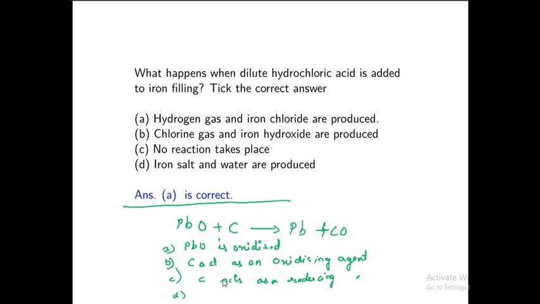Okay, so here what will happen? Lead oxide is going to react with carbon and it forms lead and carbon oxide. What happens to the reaction? Here C acts as a reducing agent, because here in this O is added, right? So here C is going to act as a reducing agent.